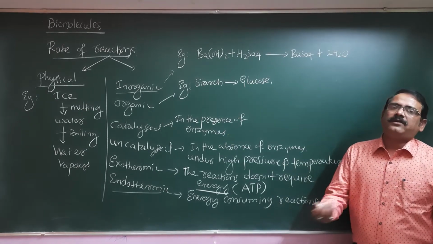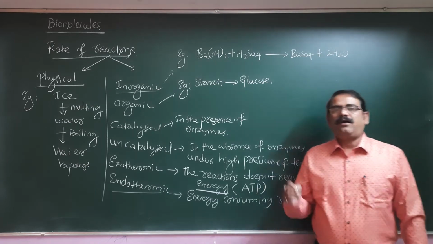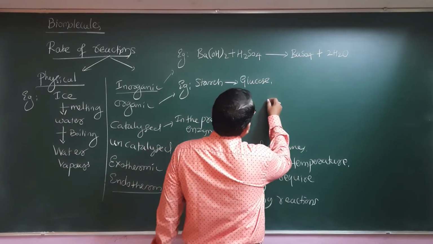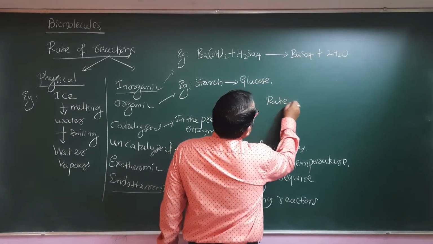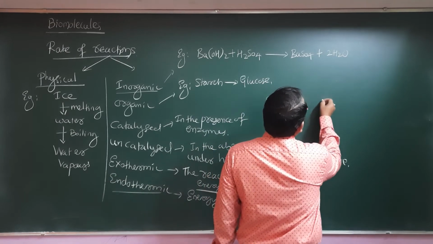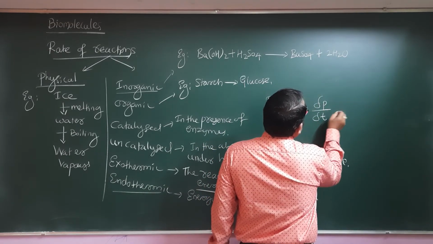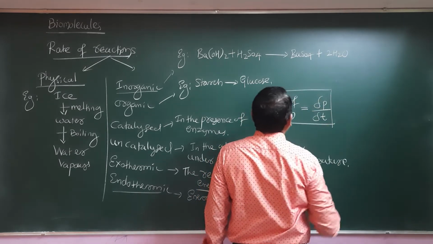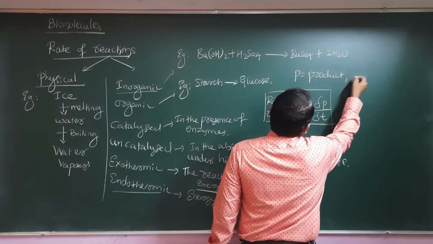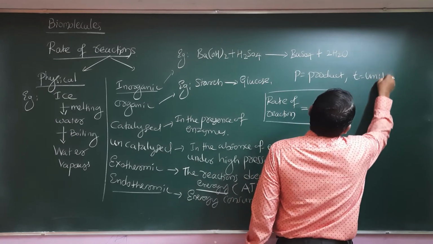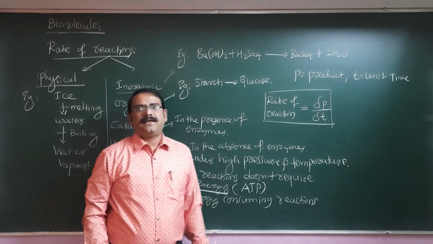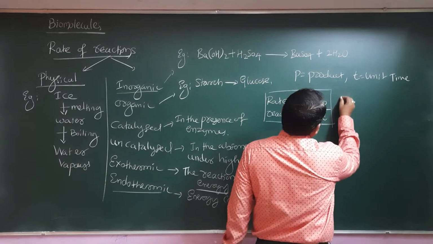So now when you're talking about the rate of reaction, how can it be measured? The rate of reaction can be measured as such, delta P by delta T. What is this delta P and delta T? That means P refers to the product and T refers to unit time.